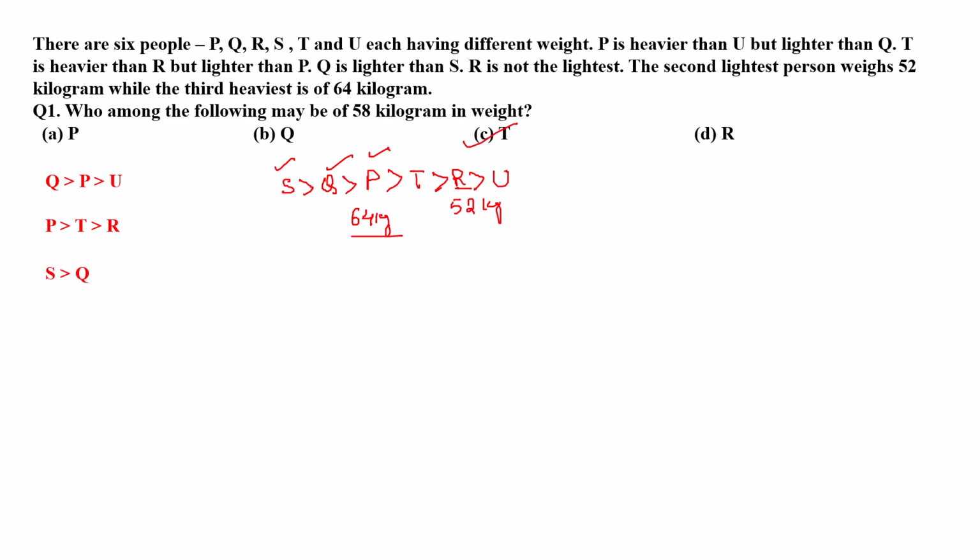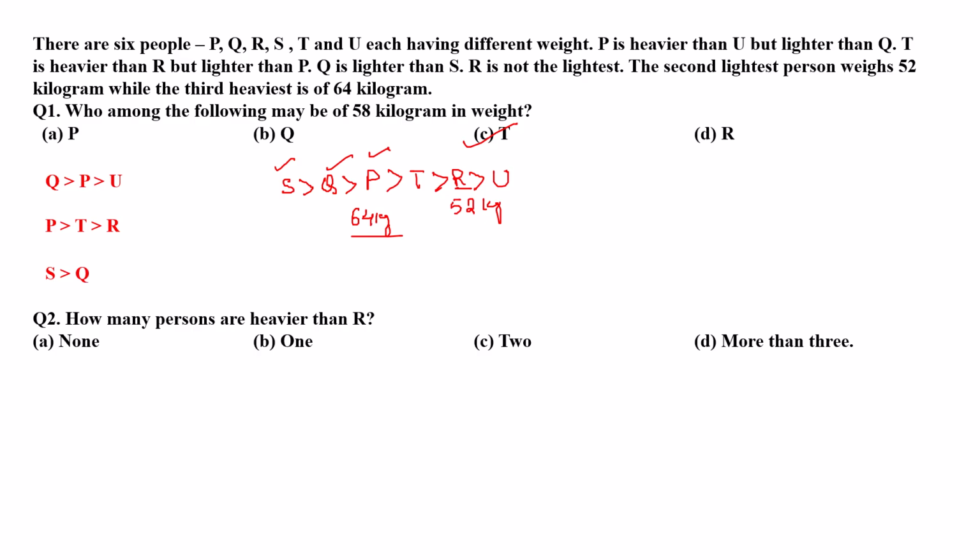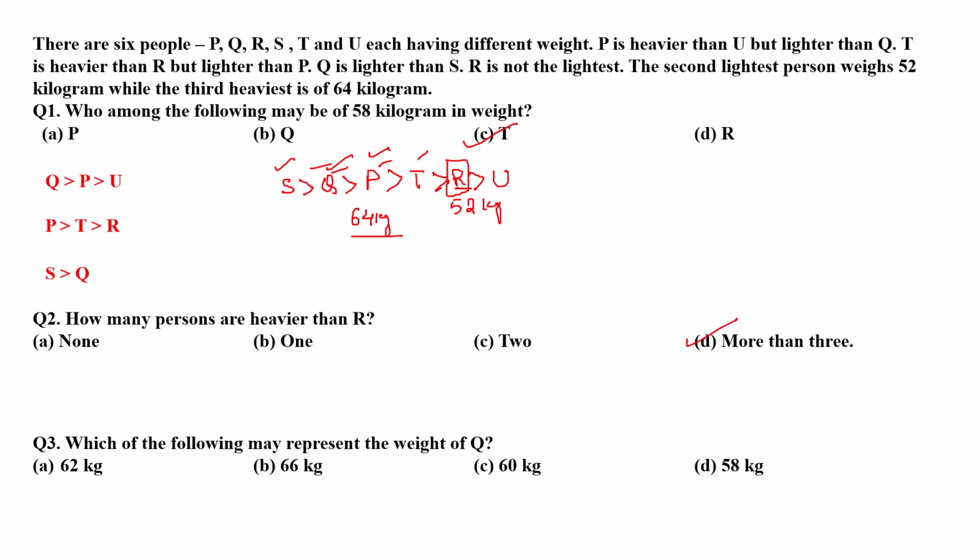So like this you have to read the question carefully and solve. Now the second part is, how many persons are heavier than R? R is here. How many are heavier? 1, 2, 3, 4. So more than 3. Now the next question is, which of the following may represent the weight of Q? Now see, the weight of Q should be more than 64, isn't it? Which weight is showing more than 64? It is 66 kg, option B. So this is the correct option.